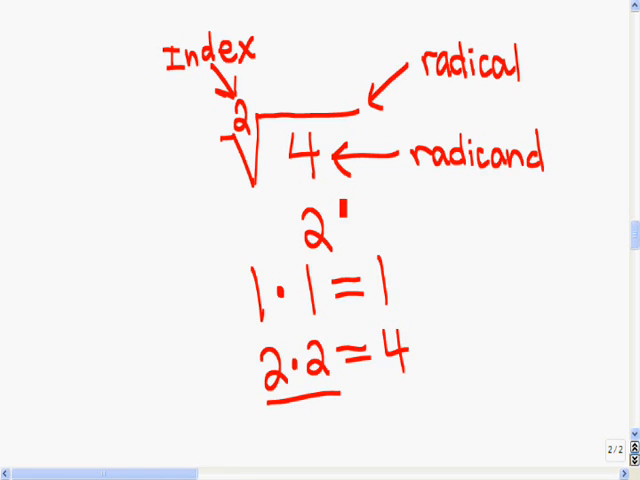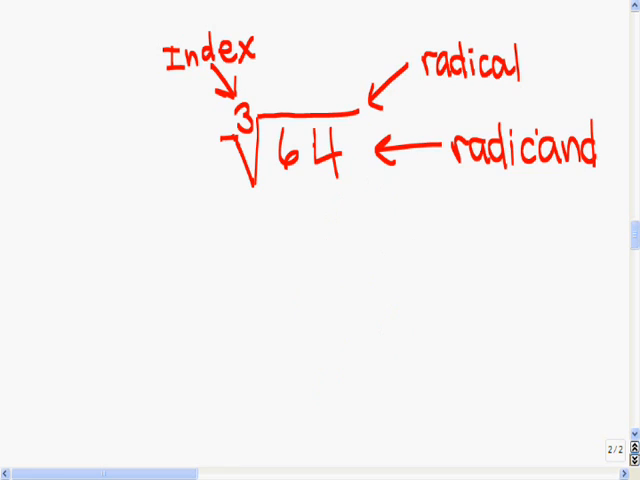Here we have a radical with a radicand of 64 and an index of 3. It's different than the one we just did. The one we just did had an index of 2. This one has an index of 3. This 3 tells me that I need to find the number that when I multiply it times itself 3 times will give me 64. Again, I'm going to start with the number 1.